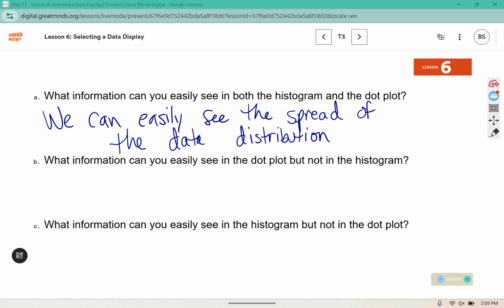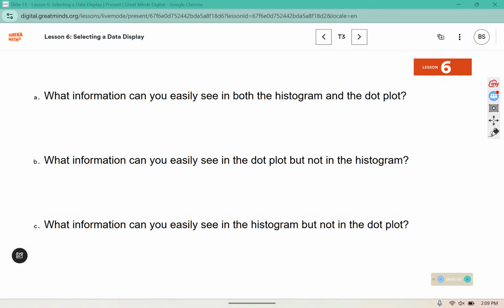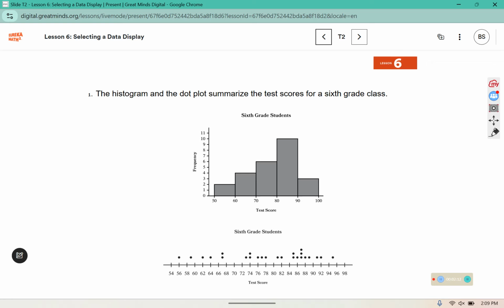What information can you easily see in the dot plot, but not in the histogram? In the dot plot, we can see individual values. For example, I can tell that there is 1 point on 73, but I don't know how many of the points are on 71 versus how many are on 79, because it just tells me how many are in this range.